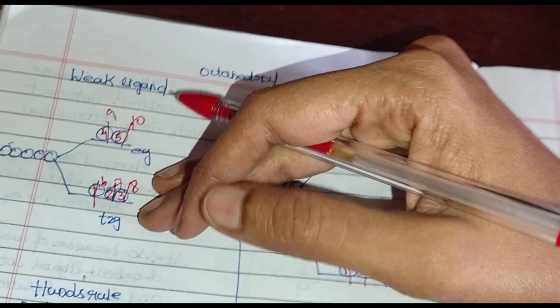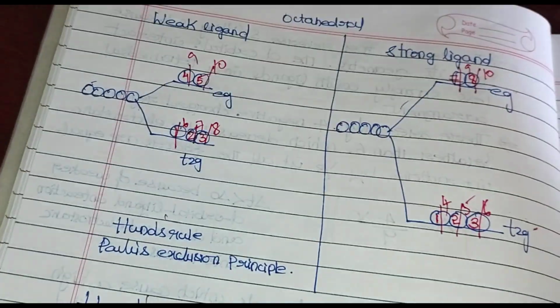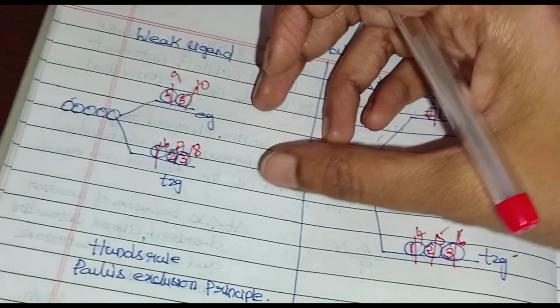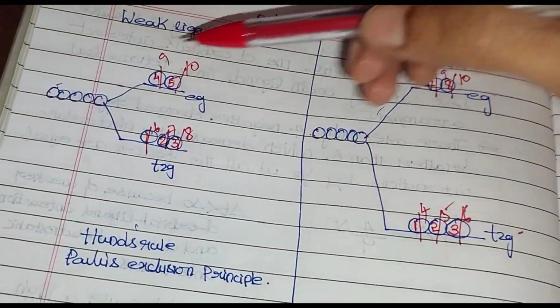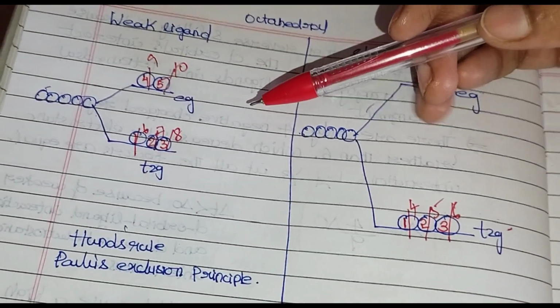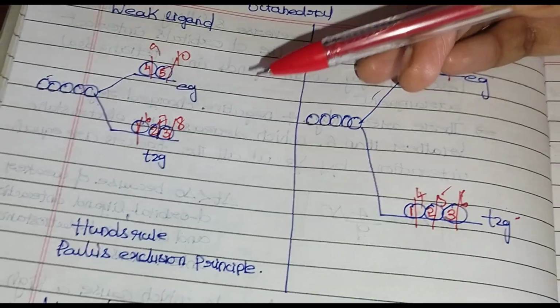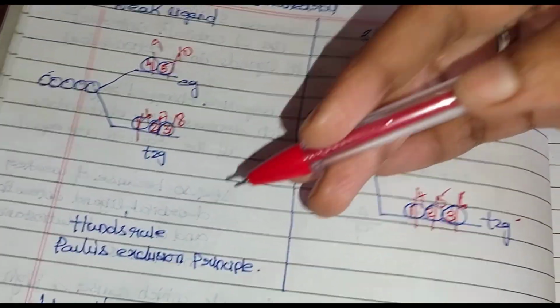In the case of low field ligands, the reverse happens, where there is very small splitting of d orbitals, so it is very easy to put the electrons in the upper, higher energy set of orbitals also, rather than putting them in the lower energy orbitals.